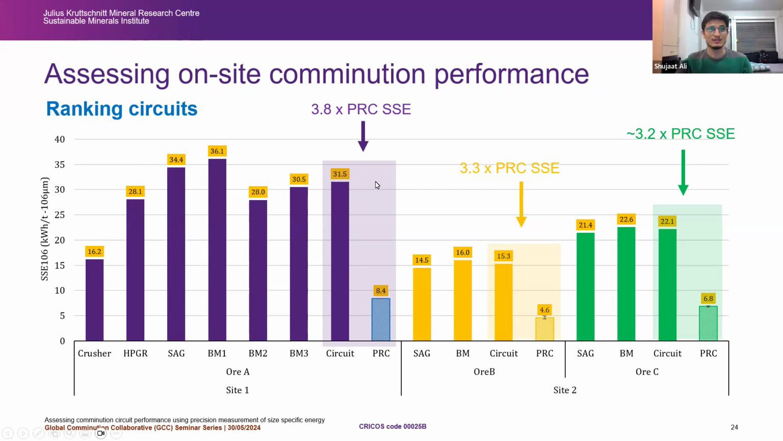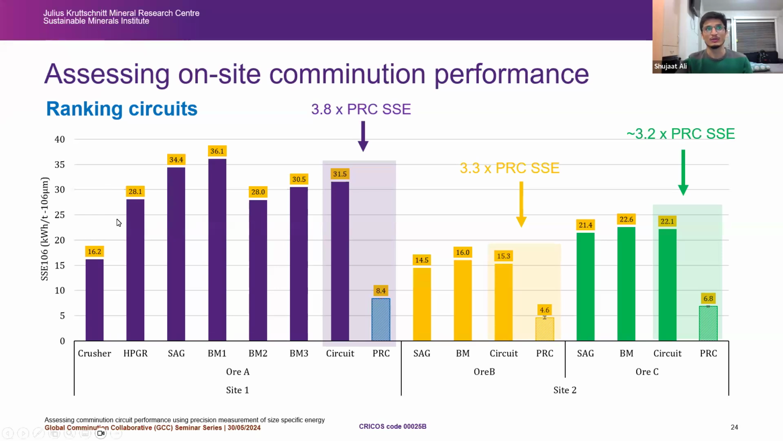So I have just shaded this area where it's comparing your circuit against the precision dose crusher for both sides and for all three different ores. Look at that. Your sites are using anywhere between 3.2 to 3.8 times the energy that the precision dose crusher is actually using, right? And it also shows you individually which unit in your circuit is underperforming, right?